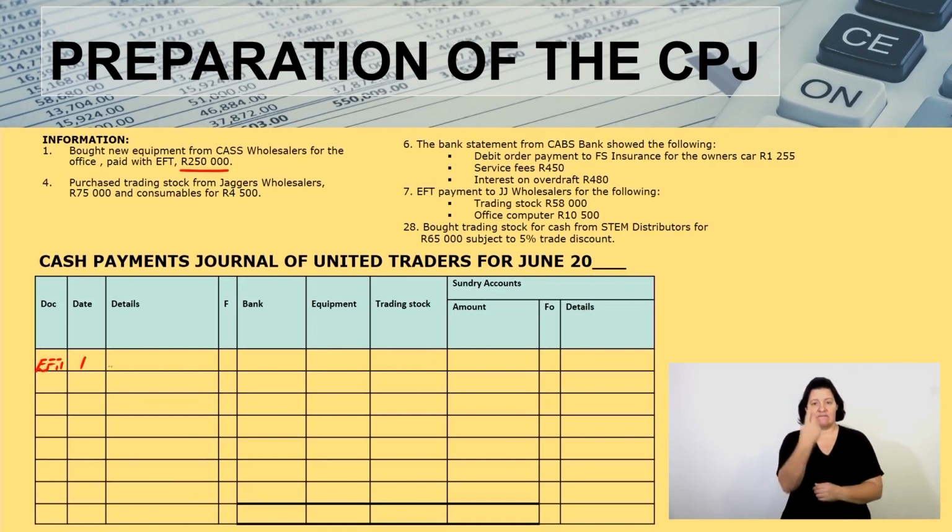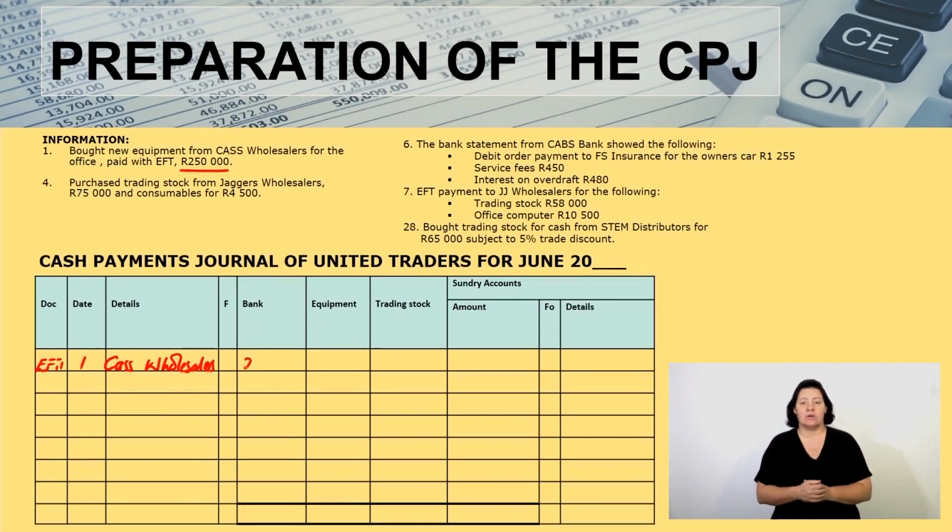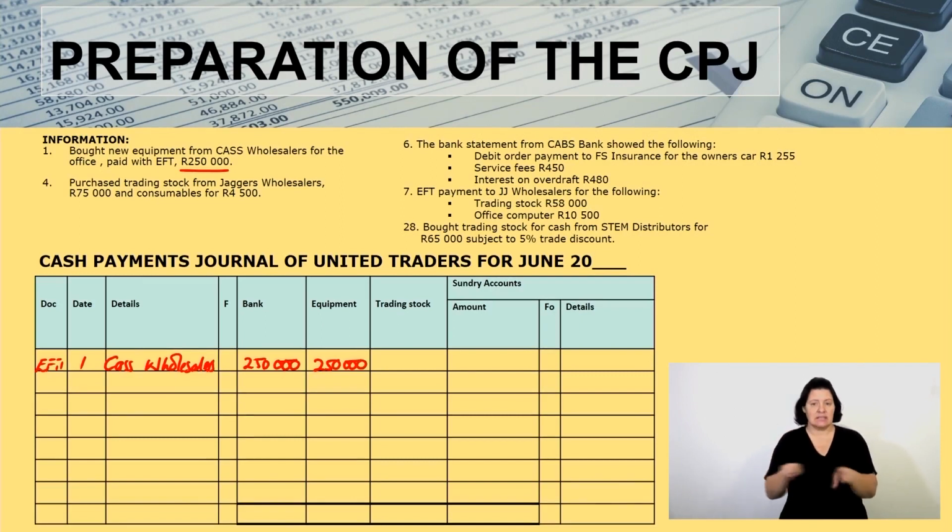The date is the 1st. The details, whom we paid, it is cash wholesalers. And how much did we pay? We paid $250,000. What we paid for, it is equipment. So I'll come here and say $250,000 as well. Let's quickly go to the next one.